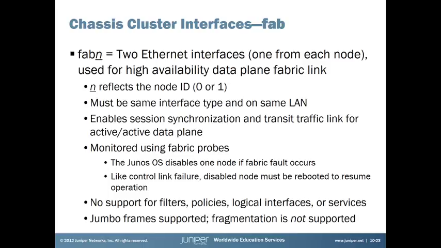Enable session synchronization and transit traffic link for the active data plane. So that's where this is at. Monitored using fabric probe. So with the Junos operating system, it disables one node if a fabric fault occurs. Kind of like the control link failure thing. If the link goes down, you've got to reboot the other device to get the cluster back up.